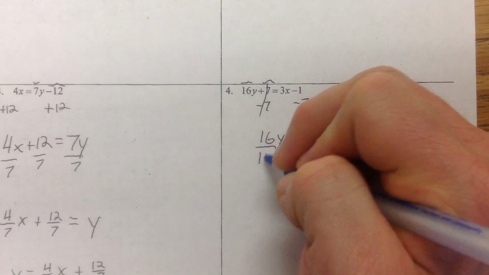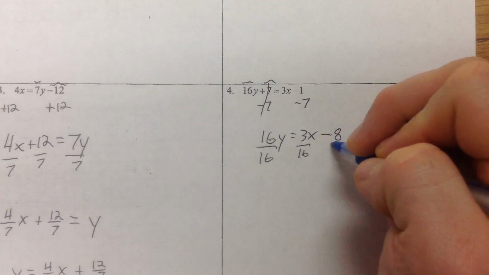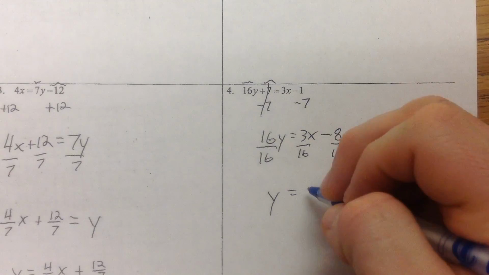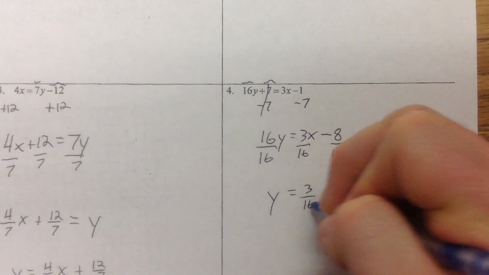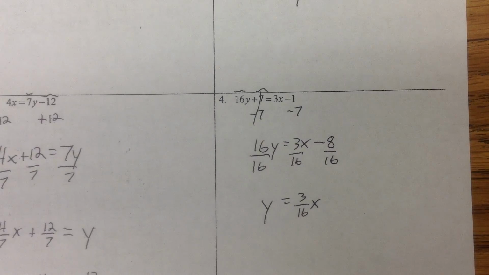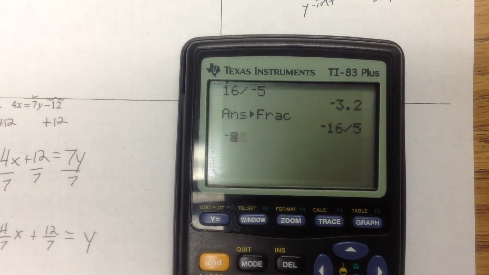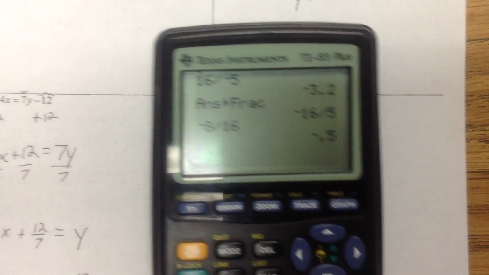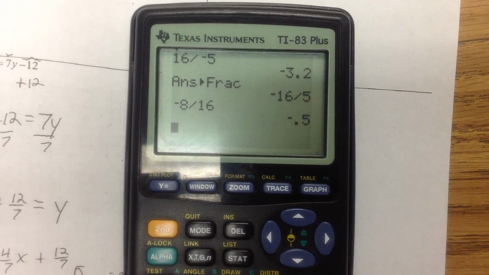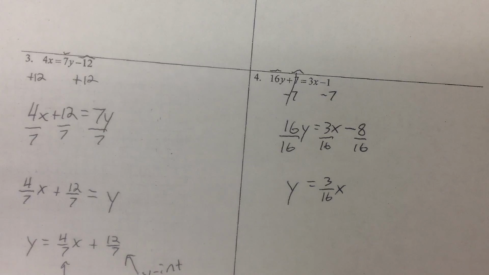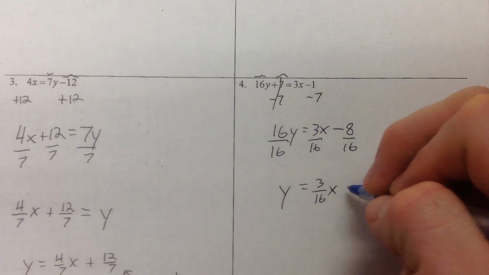So if we divide everything by 16, this one's going to become y equals, this is just going to stay 3 over 16x. And then you might be saying, well, can I just leave the other one as 8 over 16? But if we do that on the calculator, negative 8 divided by 16 gives us negative 0.5, which if we math frac it is actually going to be minus 1/2. So that's going to be minus 1/2.